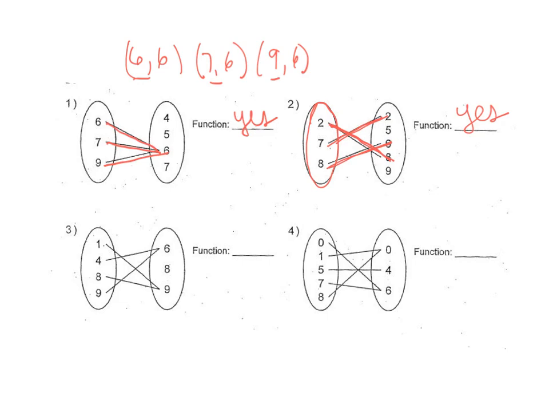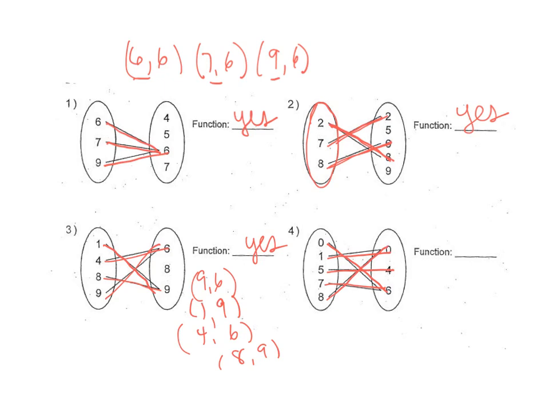Same thing if we look here, we would have 1, 9, we would have 4, 6, we would have 8, 9, and we would have 9, 6. No repeats, and so yes, that is a function. If we look at this next one here, we've got 0 going to 6, 1 going to 0, 5 going to 4, 7 going to 6, and 8 going to 0. Notice how there was just one line that left each one of these x values here. And so yes, this is a function.